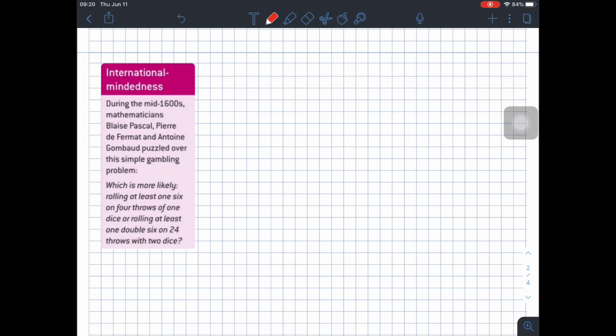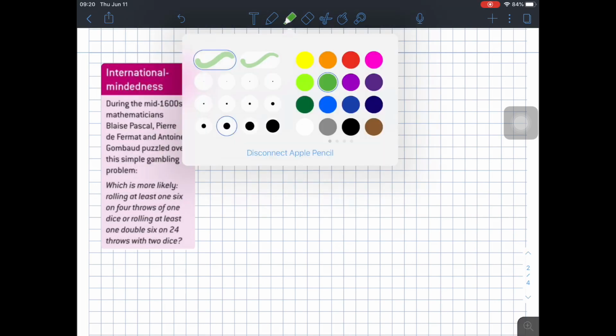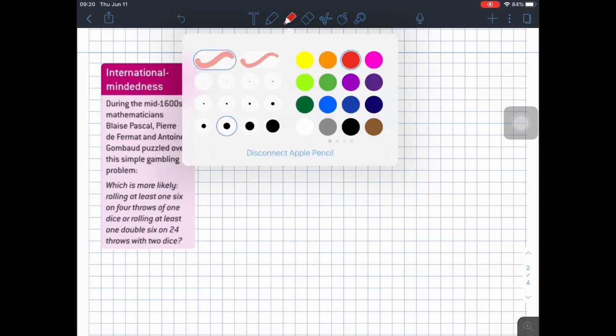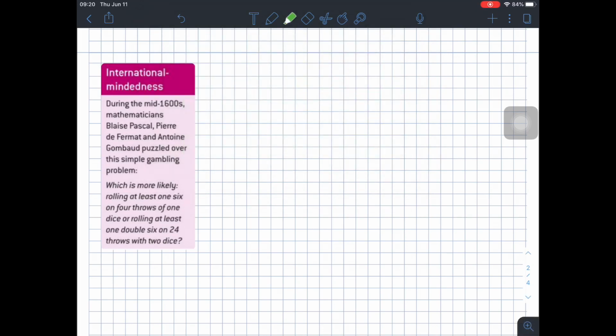Let's analyze this through the probability perspective. I'm going to first of all highlight the two different events to see what's happening. Okay, so the first event is rolling at least one six on 4 throws of 1 die. Okay, that's one possibility.